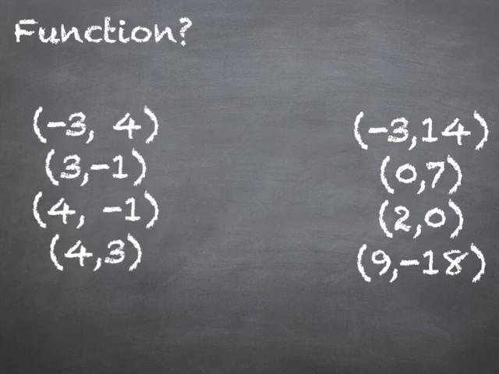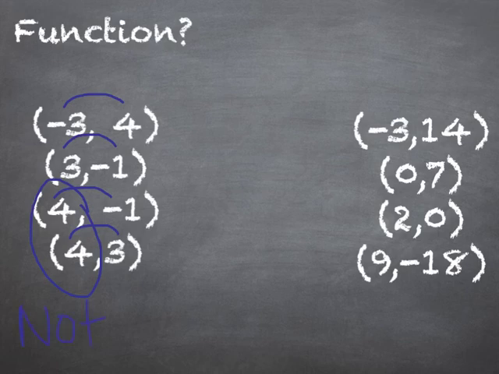So when we test to see if it's a function, we look at the x values and the y values and see what they're paired up to. Notice that in our first set of points, -3 is grouped with 4, 3 is grouped with 1, 4 is grouped with -1, and 4 is grouped with 3. Because 4 is grouped with two different numbers, this is not a function, because each input does not have only one output.